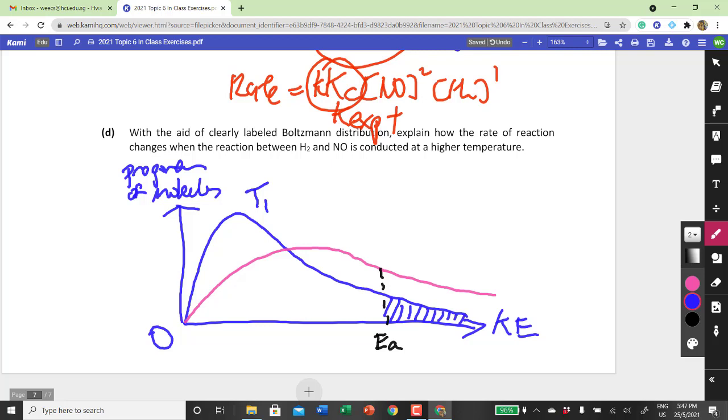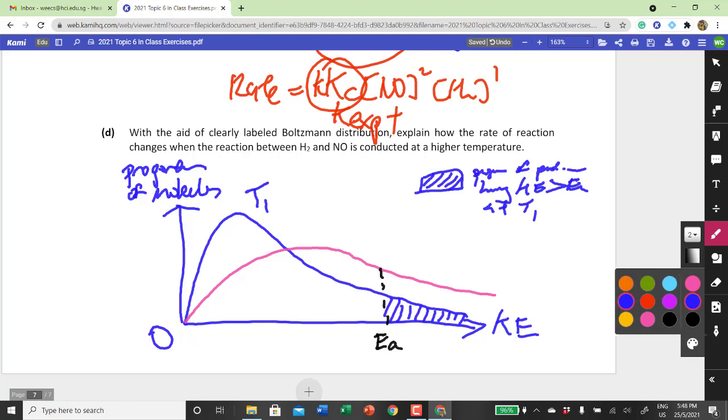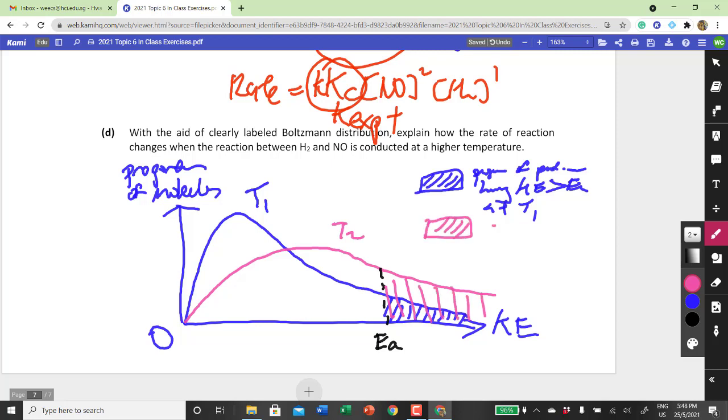And then that's T1, right? So you can just label this as the proportion of molecules having Ke above Ea at T1. And then you can also indicate this as T2. You can shade T2, T2 is like this. And then here you can label accordingly: proportion of particles having Ke above Ea at T2.